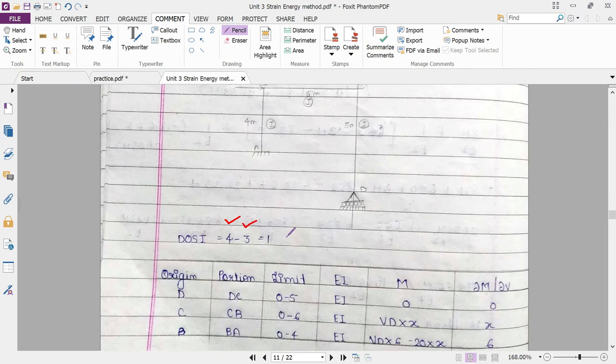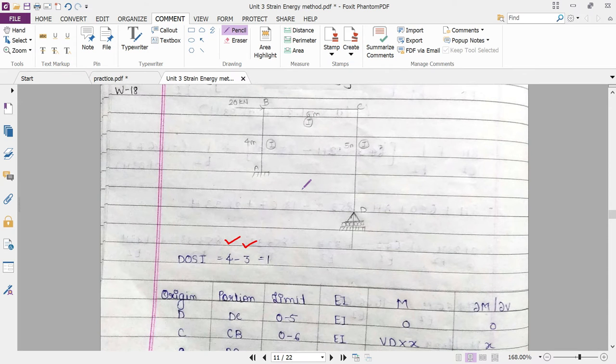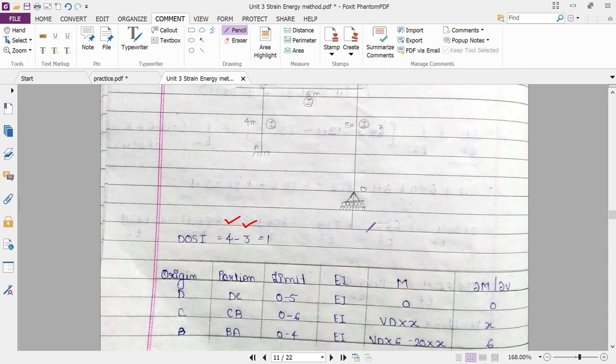Now first of all, in this type of numerical always start from the right hand side, because the unknown is on the right hand side, so we have to start the numerical from the right hand side itself, not from the left hand side. Otherwise the calculation becomes too tedious. So in order to have easy calculations, we start from the right hand side.